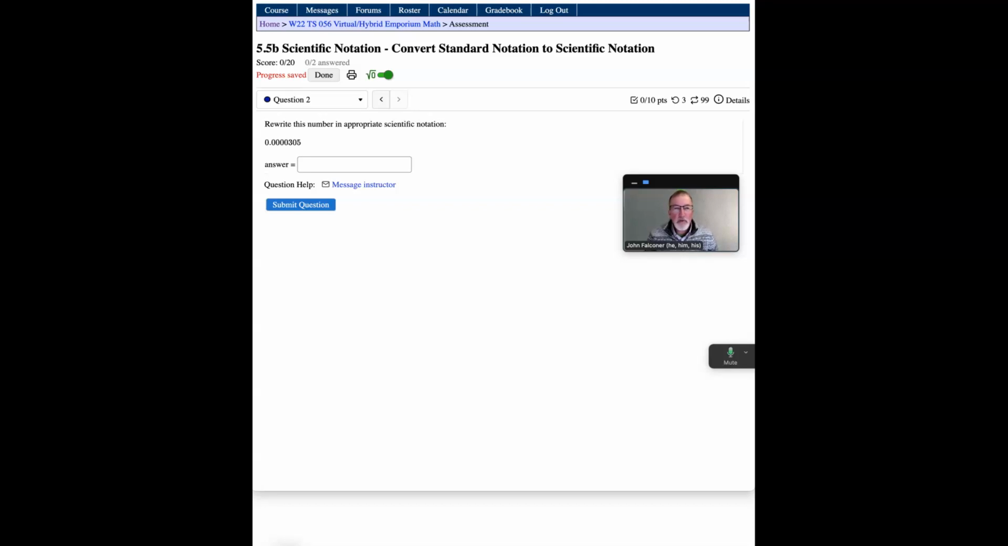Hello everybody. We're going to take a look at Unit 5.5b in which we convert a number written in standard notation to scientific notation. So we are going to rewrite this number in appropriate scientific notation, and the number is 0.00000305. So this is a very, very small number.